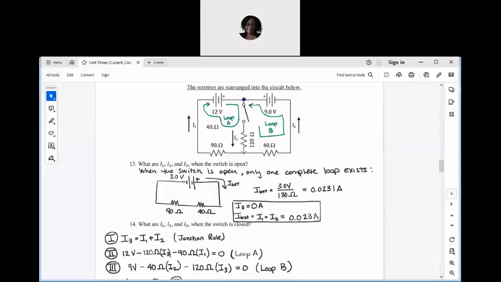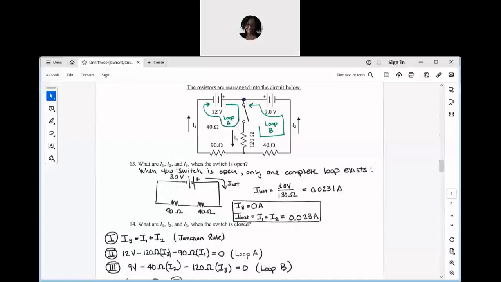I have I3 that heads to this junction right here at the bottom. Some of it's going to go through the 90 ohms, some of it's going to go through the 40, but I know that I3 is going to split into I1 and I2. That's another thing that I could evaluate up here at the top by imagining I2 heading into this junction up here at the top. I1 heads in as well. So whatever goes through the 120 ohm resistor, that third current I3 is going to be the sum of the two.